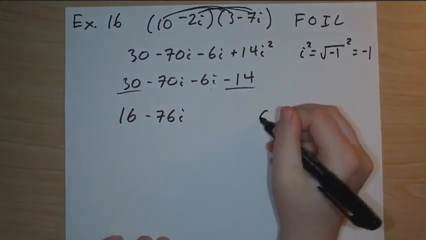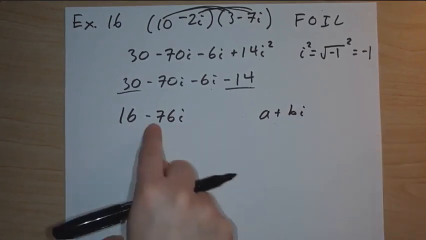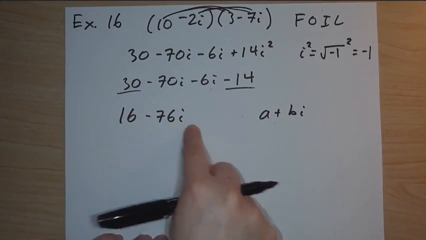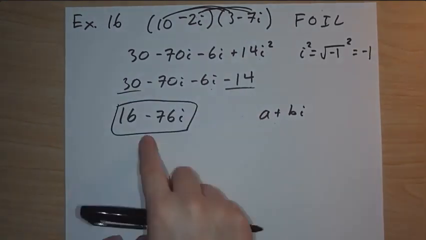And this is in the form a plus bi, where 16 is a, which is the real number, and we have b, which is negative 76, which is the imaginary number. And so this is what it simplifies to.